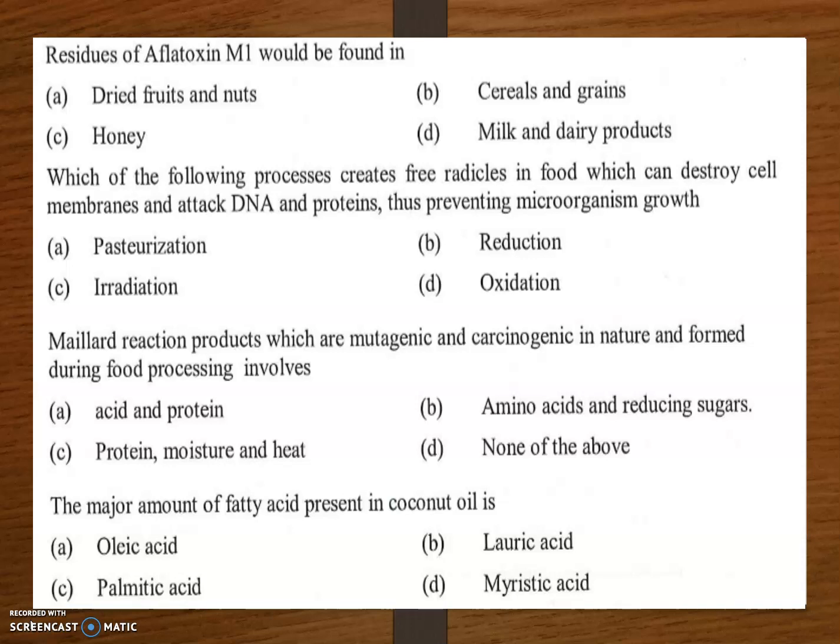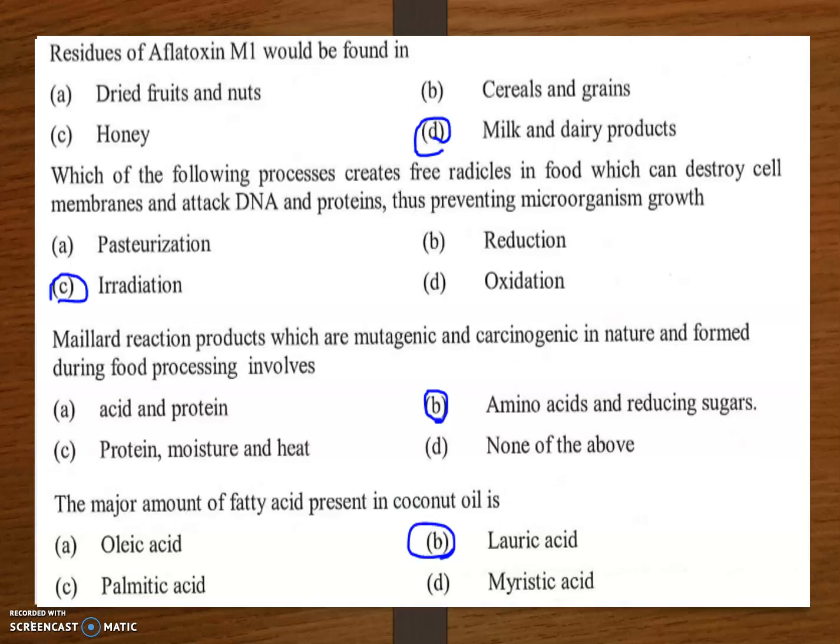Next question. The major amount of fatty acid present in coconut oil is? The answer is option B, lauric acid. Coconut oil contains about 48% of lauric acid. And here is the answer slide, and moving to the next question.